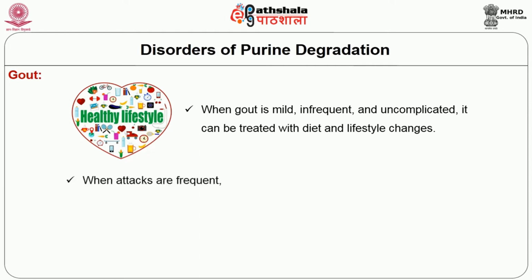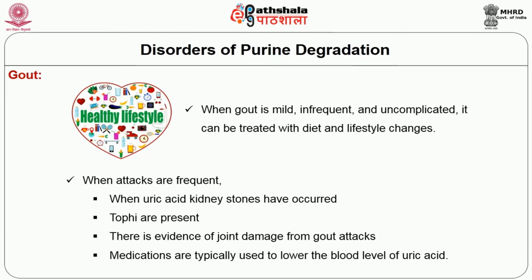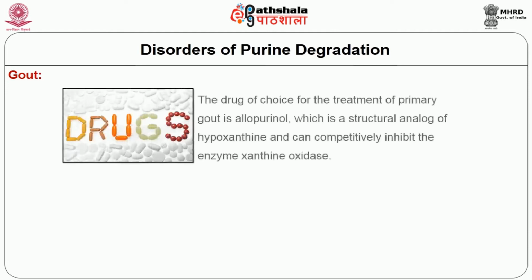But when attacks are more frequent, or when uric acid kidney stones have occurred, or tophi are present, or there is evidence of joint damage from gout attacks, medications are typically used to lower the blood level of uric acid. The drug of choice for the treatment of primary gout is allopurinol, which is a structural analog of hypoxanthine and therefore can competitively inhibit the enzyme xanthine oxidase.